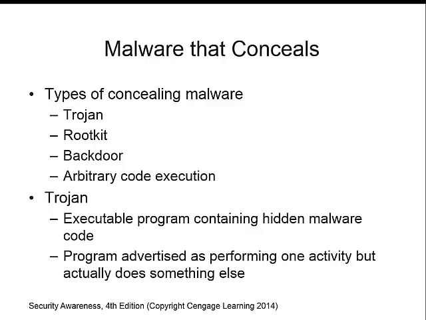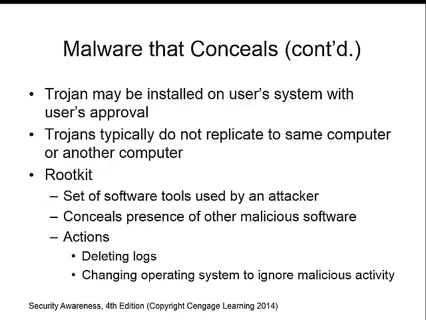Malware can be concealed. The different types of concealed malware are called Trojans, rootkits, backdoors, and then there's arbitrary code execution. A Trojan is basically an executable program that's hidden within the code. It's advertised as performing one activity, but actually does something else. Kind of like the Trojan horse. It acts like it's one thing, but it's really something different. It may be installed on your system with your approval, but you may not realize that it's a Trojan. And they typically do not replicate to the same computer or another computer.